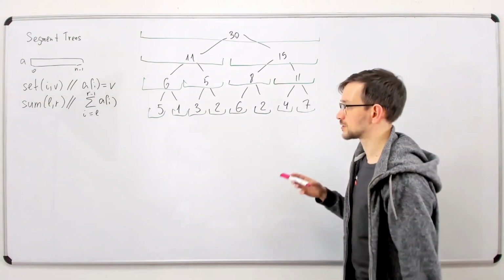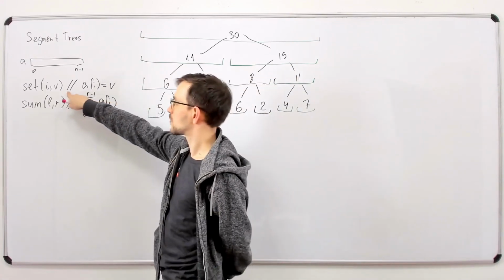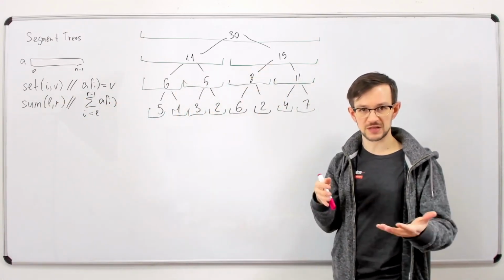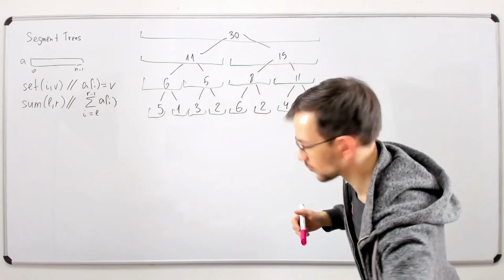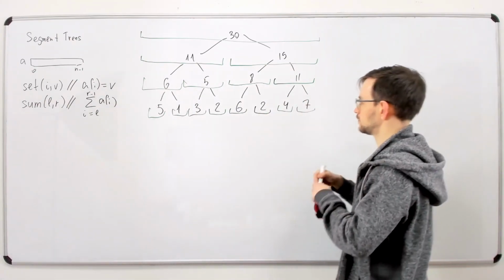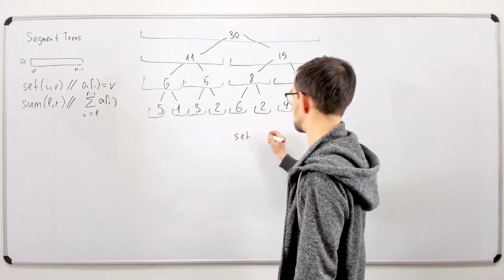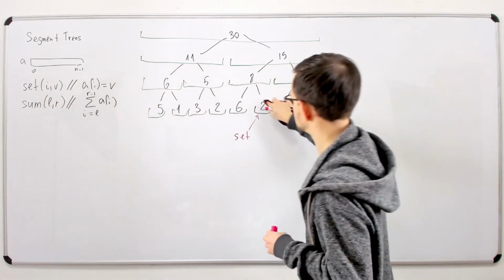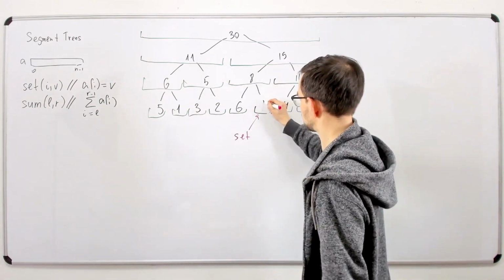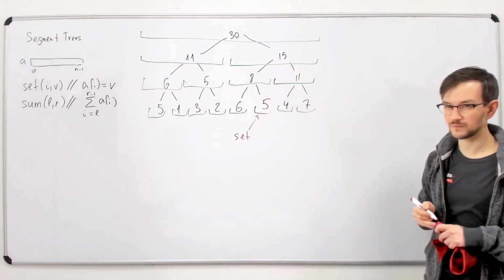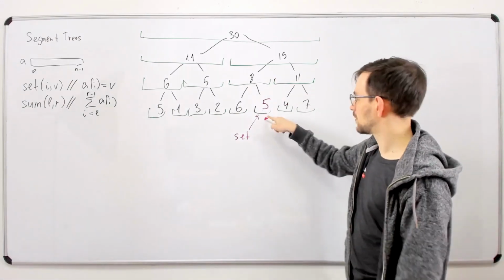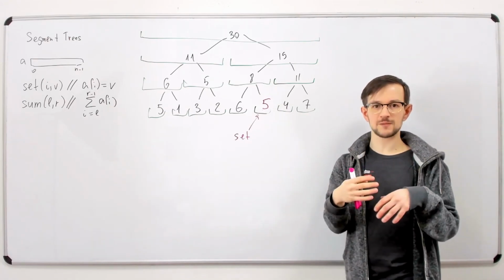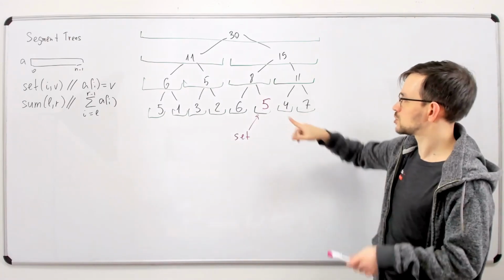Now, how to perform operations? Let's start with the first operation. We need to change one element of the array and recalculate these sums. Let's say you have the operation set applied to this element and change it to 5. So you take one element of the array and change its value. Now you need to recalculate the sums which contain this element.